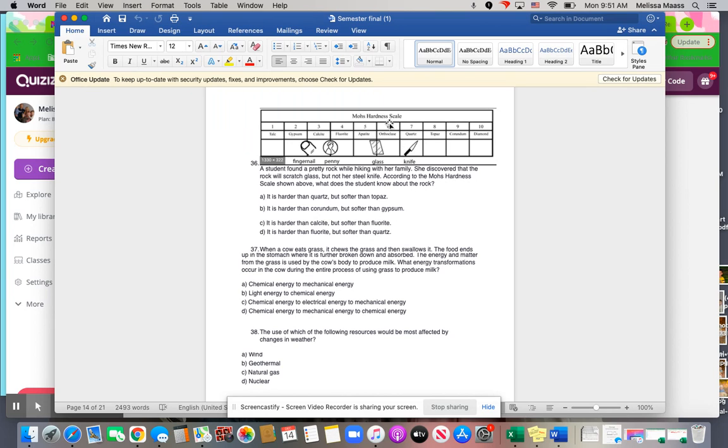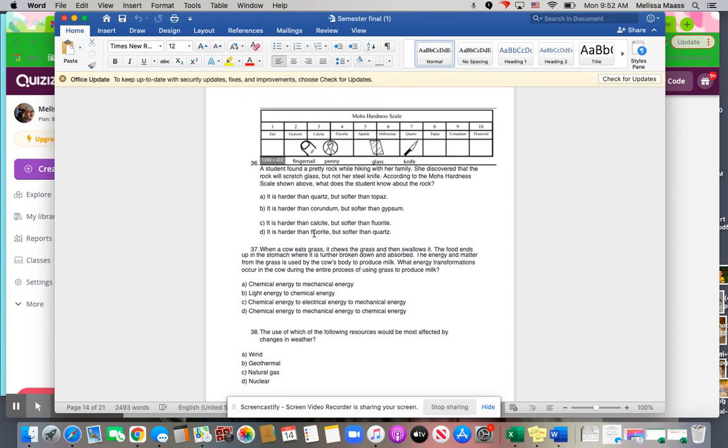So we don't have choices of this now, but we have descriptions. So we need to read through all the descriptions and find the best choice. So it is harder than quartz. So where's quartz? It's harder than quartz, but softer than topaz. No, not right here. It is harder than corundum, but softer than gypsum. Okay, well, to me that doesn't really make sense. It is harder than calcite, okay, but softer than fluorite. No.